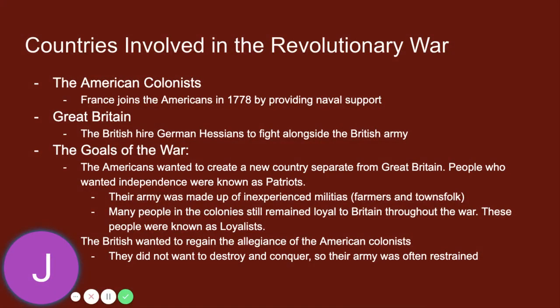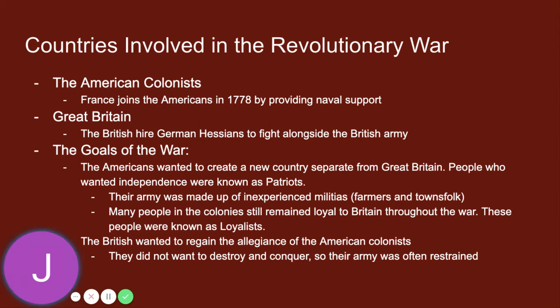The goals of the war. The Americans wanted to create a new country separate from Great Britain. The people who wanted independence were known as patriots. Their army was made up of inexperienced militias, in other words, farmers or townsfolk. Many people in the colonies still remained loyal to Britain throughout the war. These people were known as loyalists.